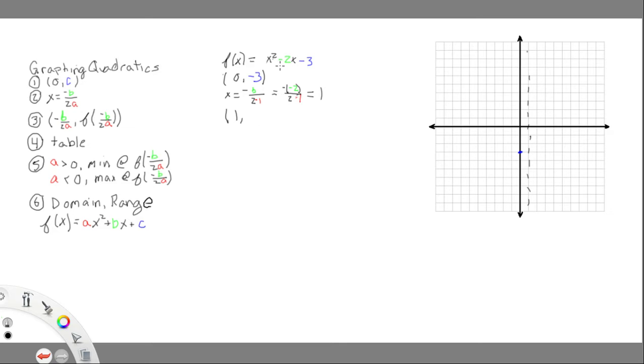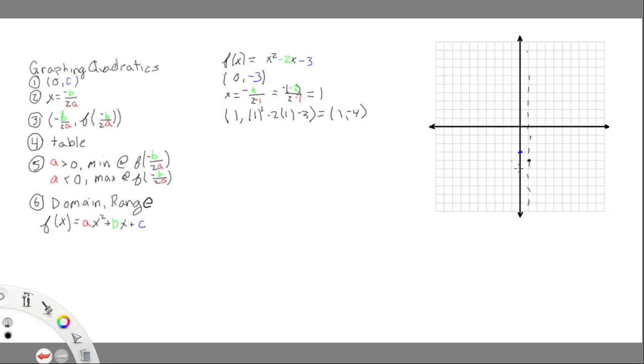And then what we do is we plug that back in to this equation up right here. So when I do that, I get 1 squared, I get minus 2 times 1, minus 3. So my vertex is, if I've done this right, 1, negative 4. I hope I did this right.